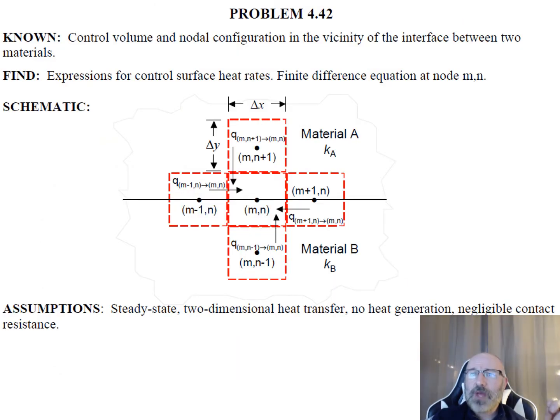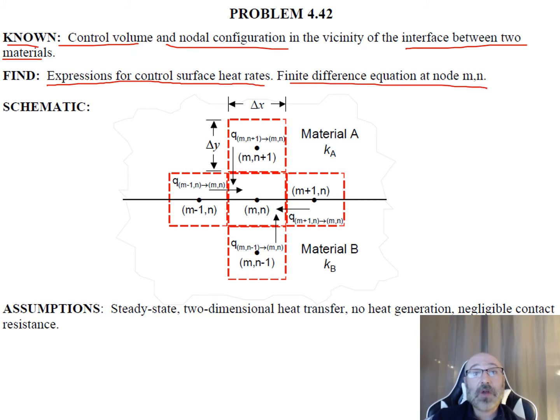So now that we've read through that problem statement and taken a look at what they're asking us to solve for, let's simplify it down a little bit and figure out a procedure for analysis for this problem. So what do we know? We know we have a control volume and a nodal configuration in the vicinity of the interface of two different materials. Now they're asking us to solve for two different things. They want us to find the expression for the control surface rates, and also to find a finite difference equation for that center node M,n.